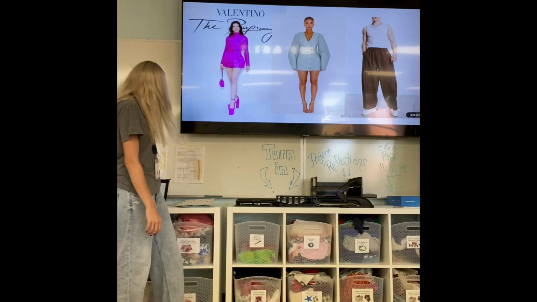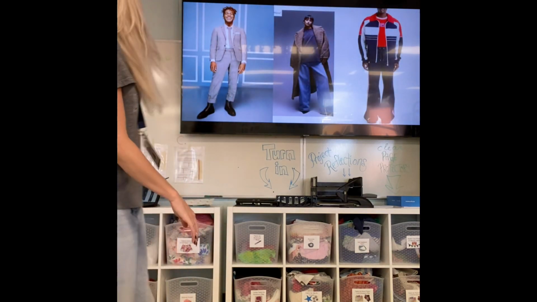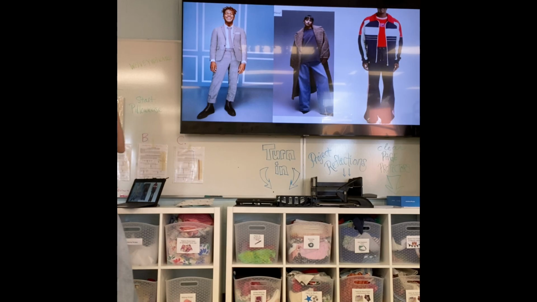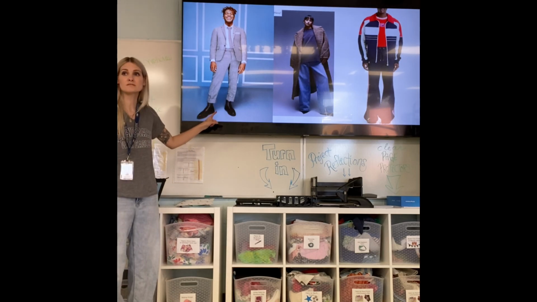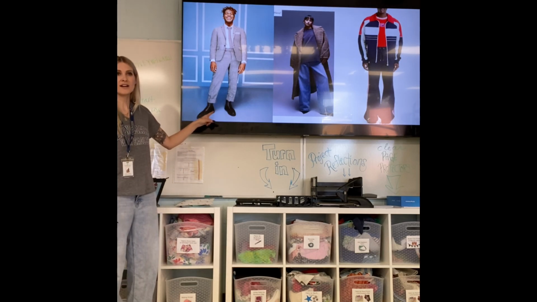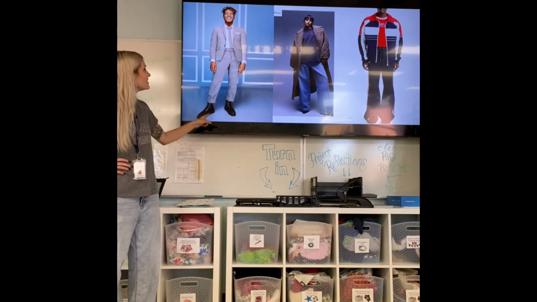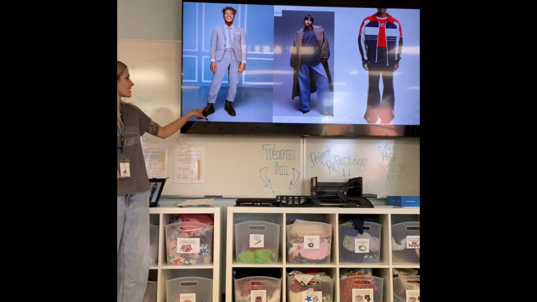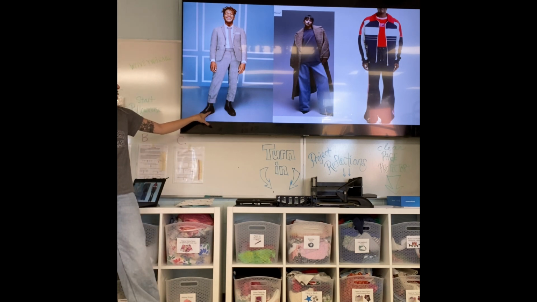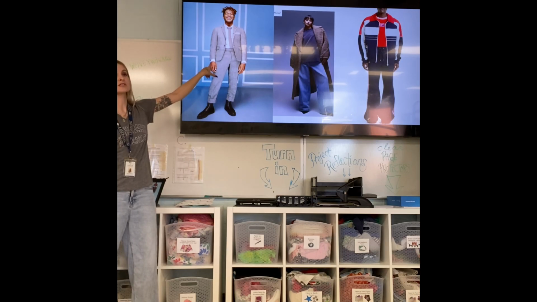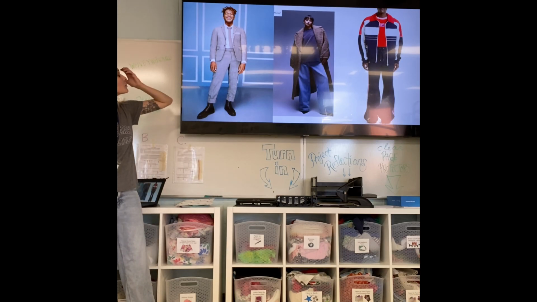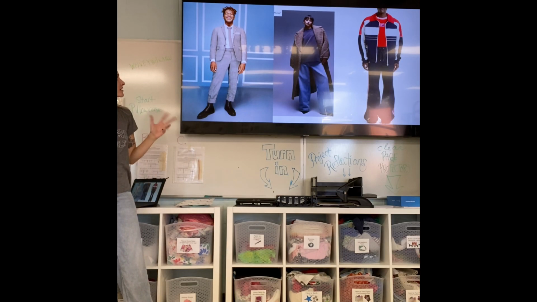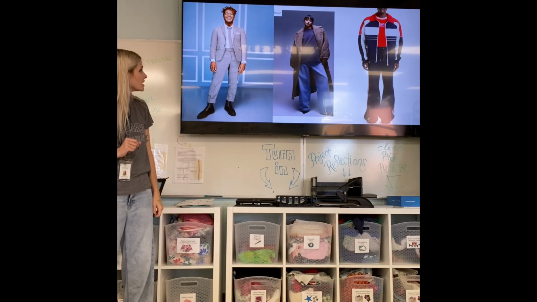Okay, let's look at these proportions. Does he look tall or short? Short. Why? His belt is close to his waist, and his pants are tucked in. So he's got a high waist on, but then it's cropped here, so they're short, and his sleeve length is short too. So the proportions are kind of played with a little bit, and yeah, he looks shorter.